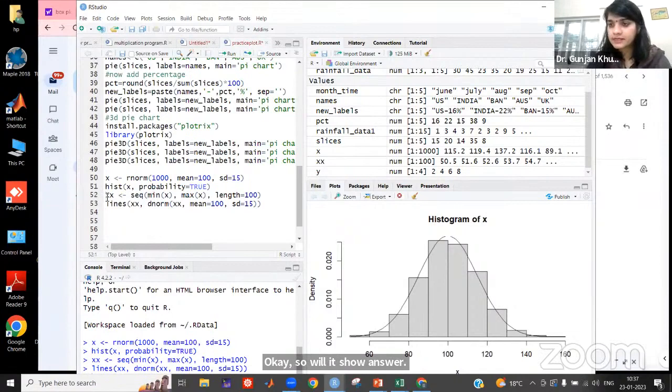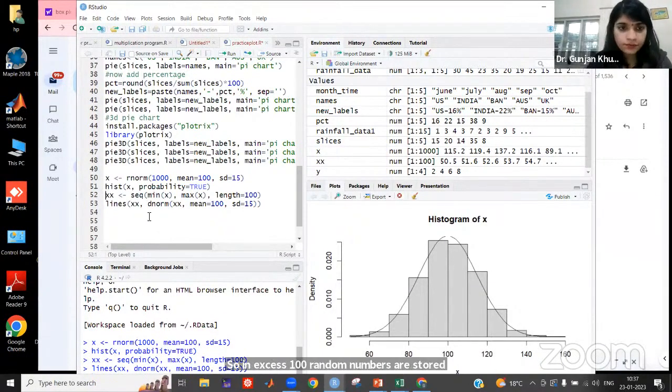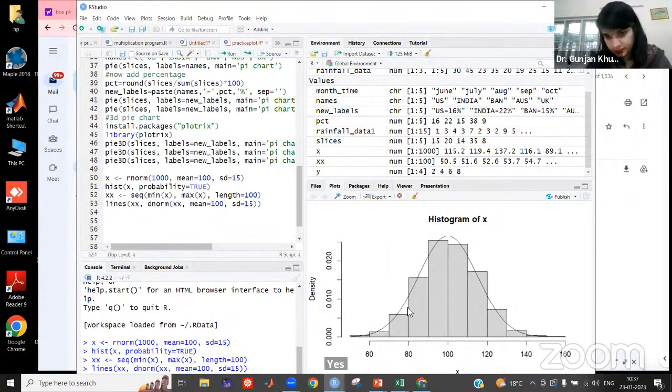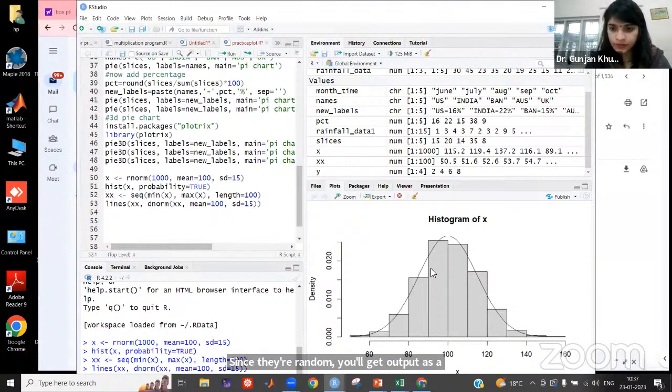If you run on XX, 100 random numbers are stored. And if you plot these 100 random numbers, since they are random, you will get output as a bell-shaped curve, which is for the normal distribution. So normal distribution curve, this is what you know.